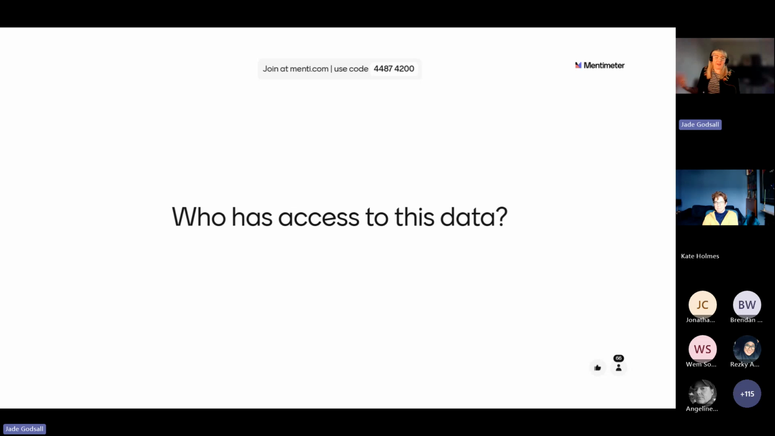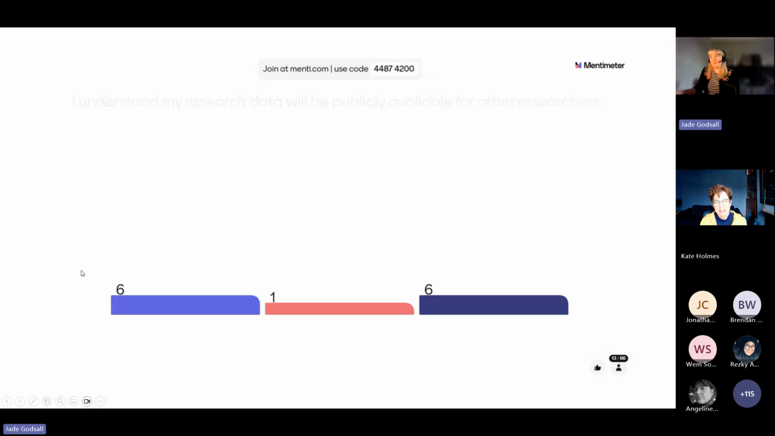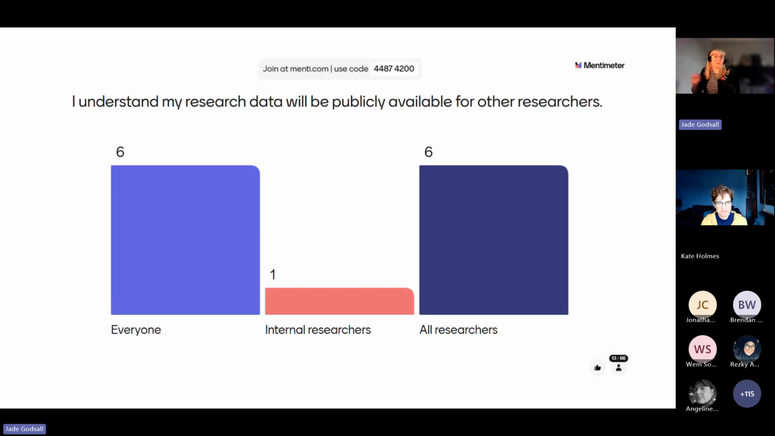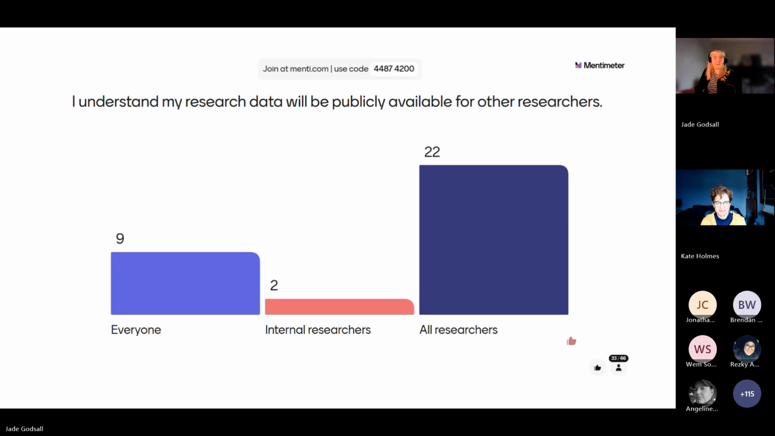So I've got two more questions on who has access to this data, and like I said, I've been quite mean because I've taken away the unsure option. The first one is, I understand my research data will be publicly available for other researchers. So is that going to be available to everyone, internal researchers or all researchers? Most people think all researchers. We've got some everyone, some internal researchers.